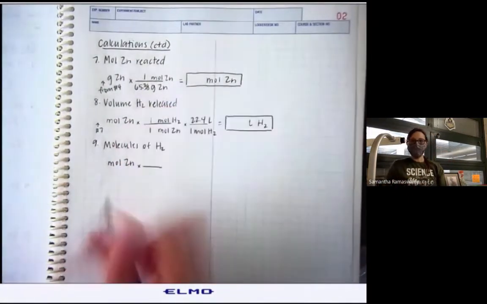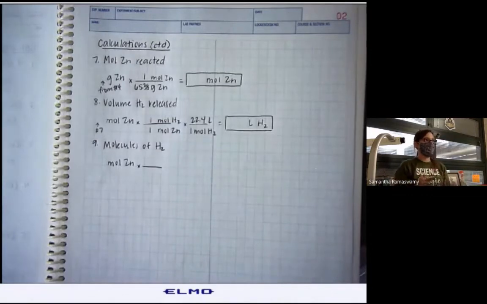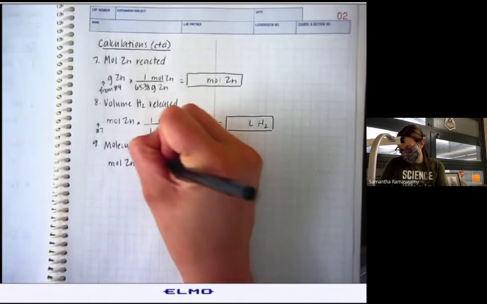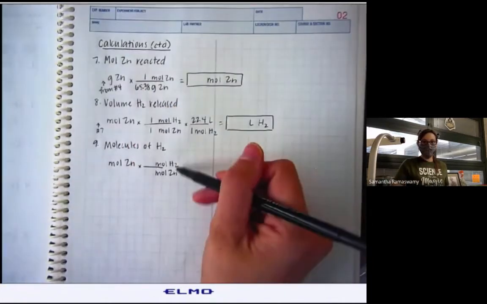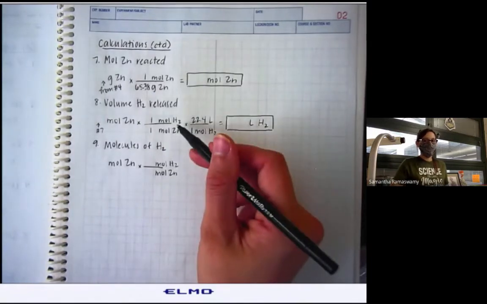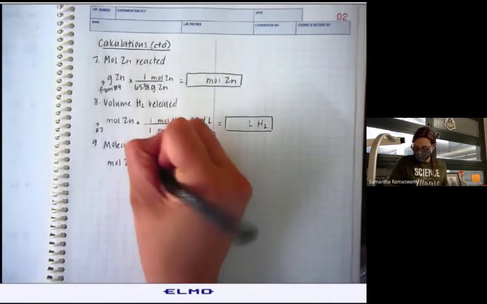So my given information is moles of zinc. Since it's already in moles, I'm good to go in terms of starting. Now I don't want zinc. I want hydrogen. So to convert from one substance to another, I'm going to go from zinc to H2, mole ratio. Same mole ratio as number 8. It's coming from the same balanced equation. It's 1 to 1.